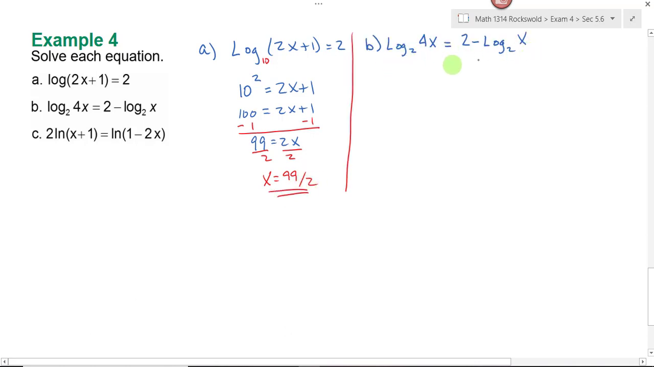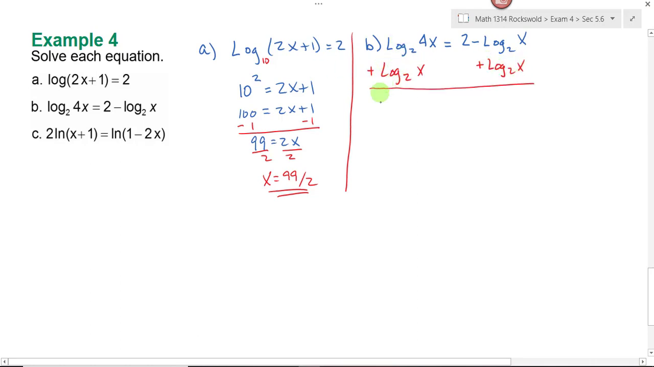If you have two logs in your equation, you need to get them on the same side of the equation. Then you rewrite that as a single log using either the product rule or the quotient rule. So that means that I need to move this log to the other side, and I'm going to add log base 2 of x to both sides of the equation.